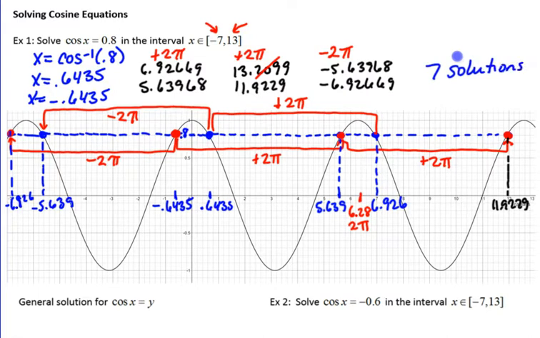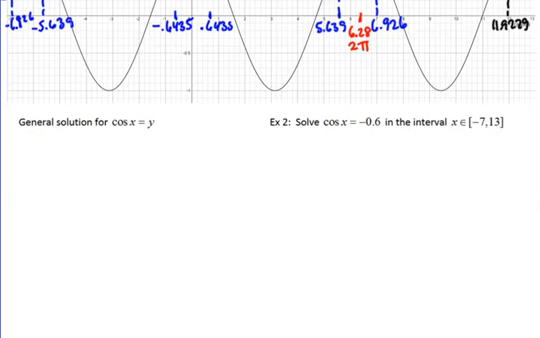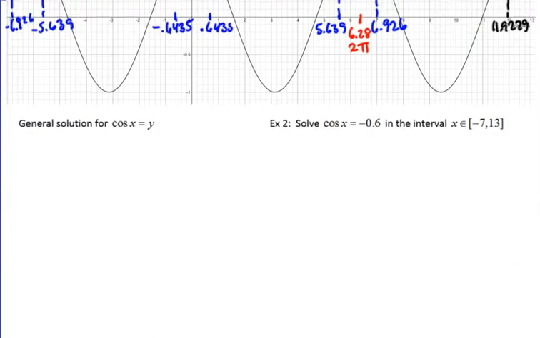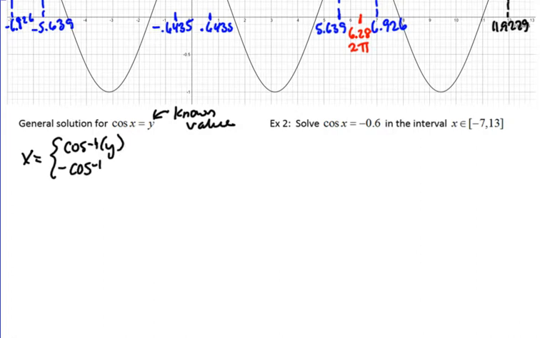I got these by starting with my original solution, taking the opposite of it because of symmetry, and then adding or subtracting 2 pi to get to additional solutions 1 period away or 2 periods away from the original solutions. So I can generalize that by saying if I know the value for y, this is my known value here, and I say cosine of x equals y, then x is equal to the inverse cosine of y, or negative inverse cosine of y, plus 2 pi n.